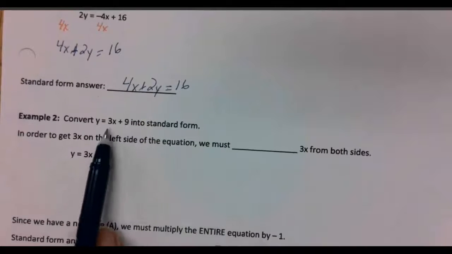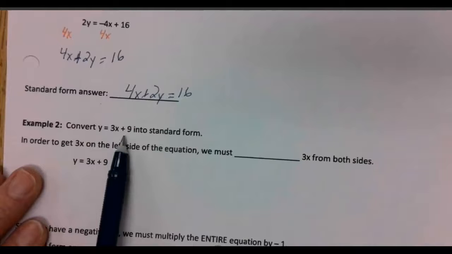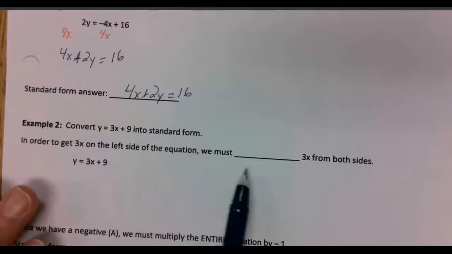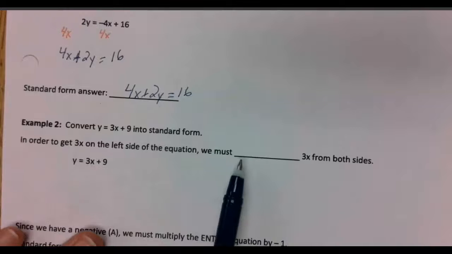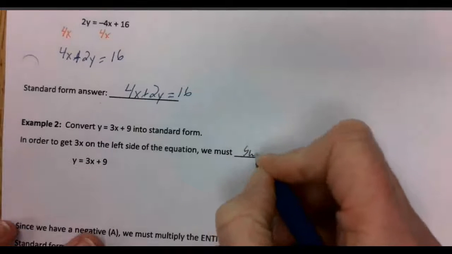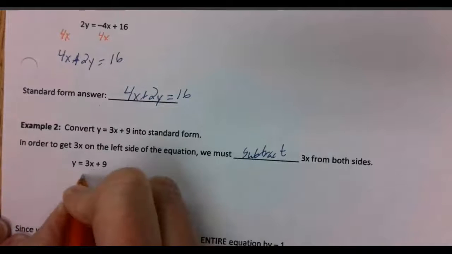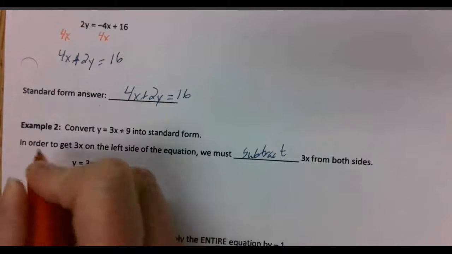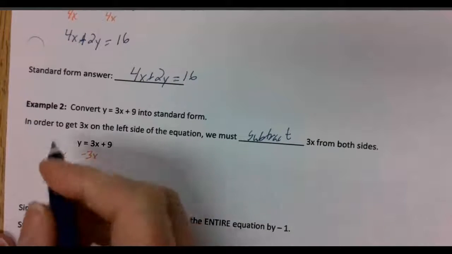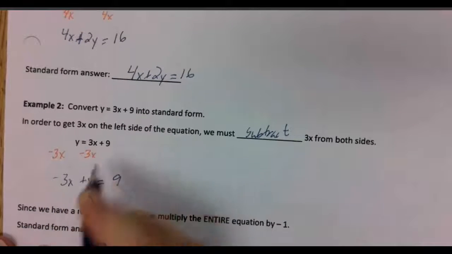Okay, here we have another one. That wasn't even in slope-intercept form. Oh well. Here we have another one in slope-intercept form. We have to get it in standard form. In order to get 3x on the side by itself, we must subtract. We've just got to move it. Technically, yes, you subtract or add the opposite. To move that 3x, I have to subtract it. And we're going to always put it in alphabetical order, x then y. So I have negative 3x plus y is equal to 9.